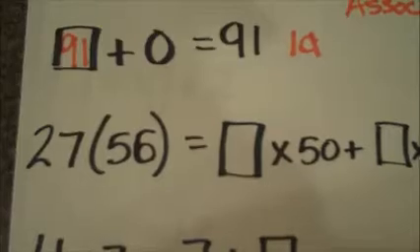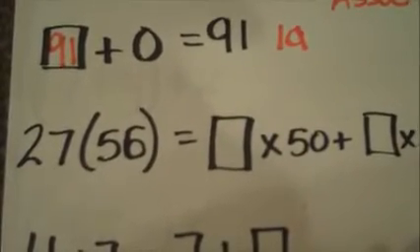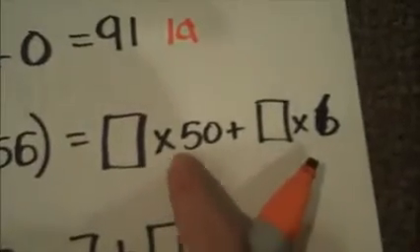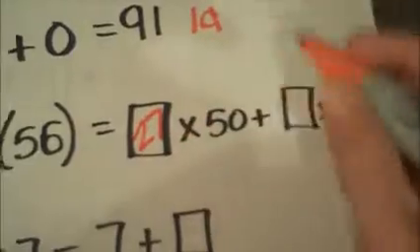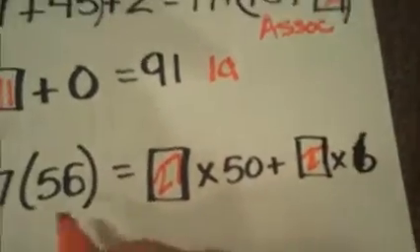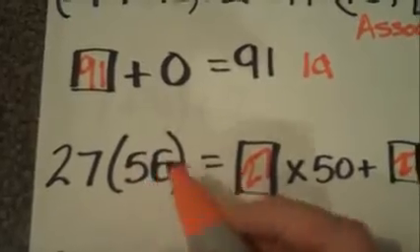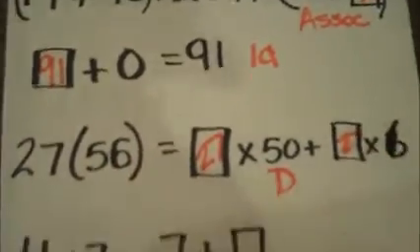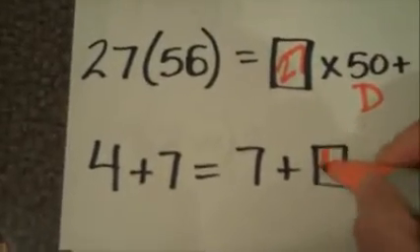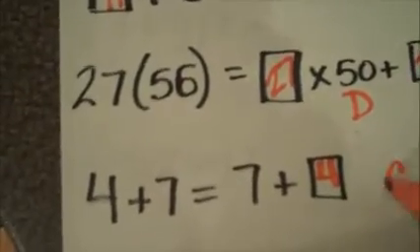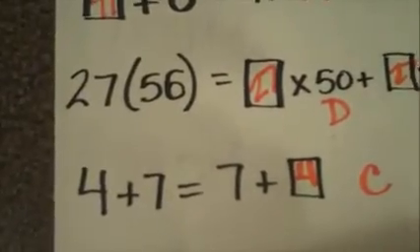27 times 56. 27 times 50 and 6. Something loves 50 and something loves 6. It must be 27. And this is the distributive property where the 27 was distributed to the 50 and the 6. 4 plus 7 equals 7 plus 4. This is the commutative property because they are switched order.